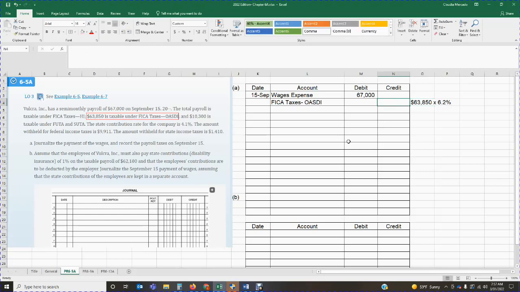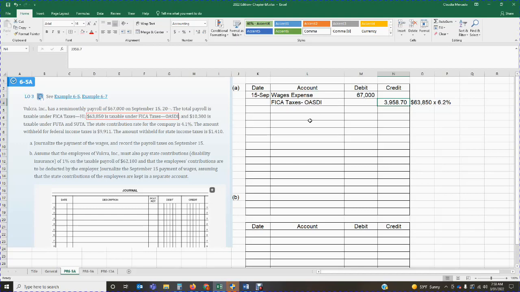Okay, so we're going to put that into the account FICA taxes OASDI, and I'm going to credit that account the $39,58.70. Now, all of these accounts are payable accounts. What does that mean? That means that that money does not belong to us, to the company. All we're doing is we're withholding that money from the employees' paychecks. We're putting them into these accounts because we have to pay these taxes to different taxing entities.